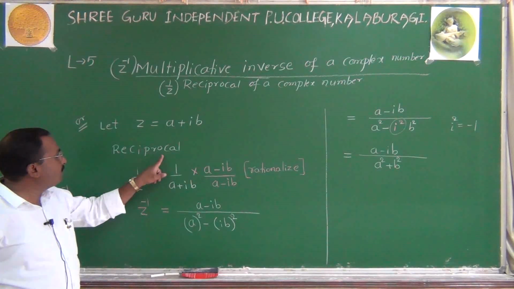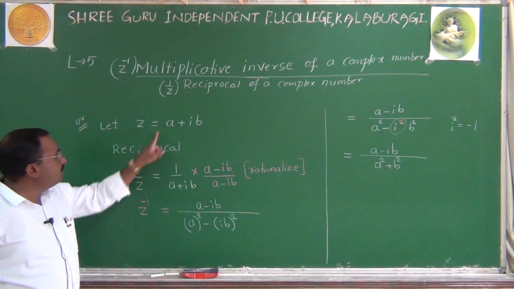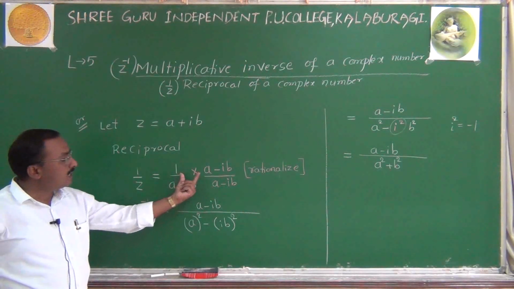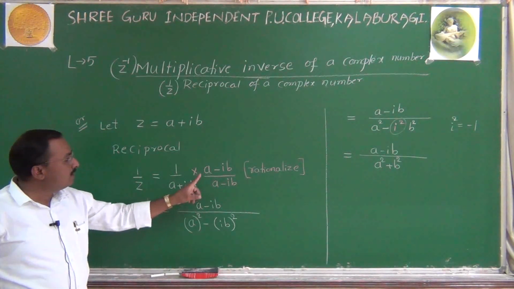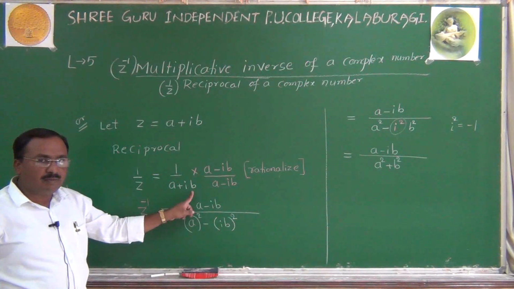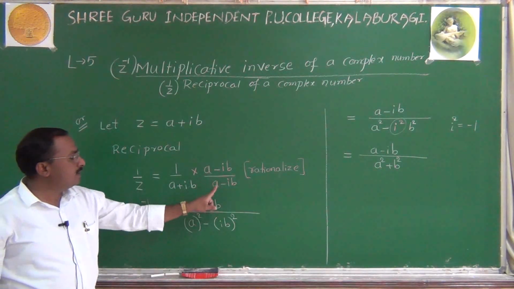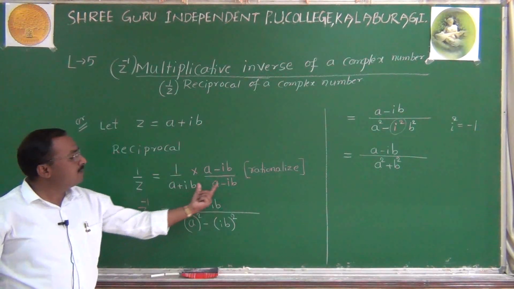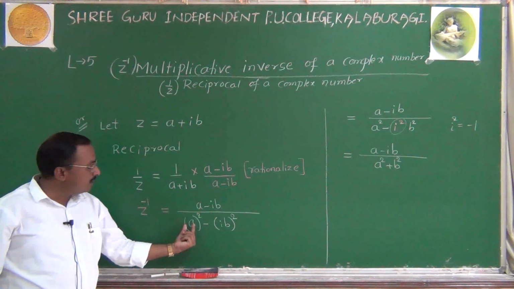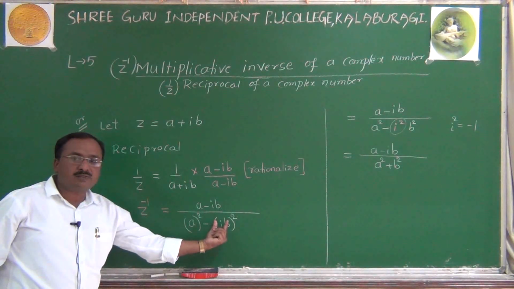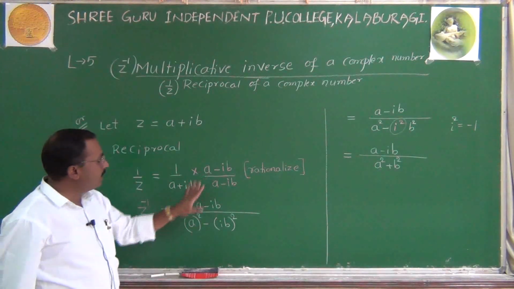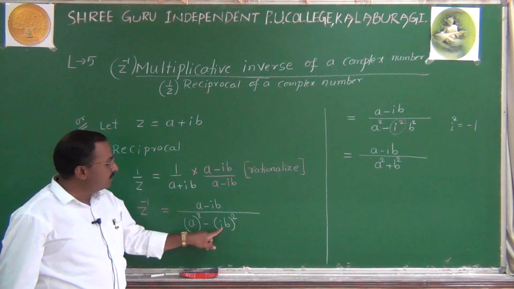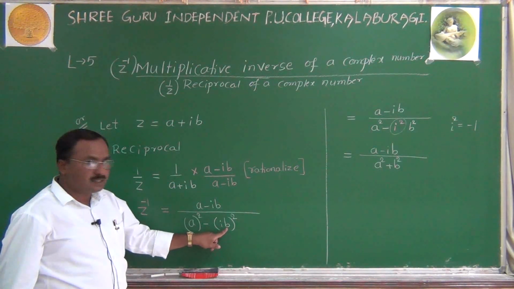Take the reciprocal, 1 by Z, 1 by A plus iB. Division of complex numbers, rationalizing the function. Here A plus iB becomes A minus iB divided by A minus iB. Denominator: A plus B, A minus B formula, A square minus iB square. Numerator as it is. A square is A square, then iB times... i square, B square.